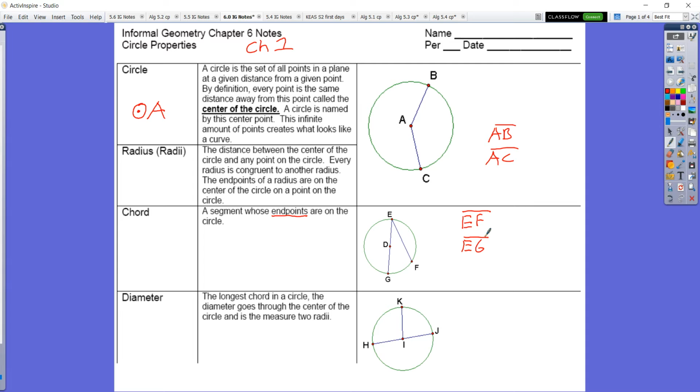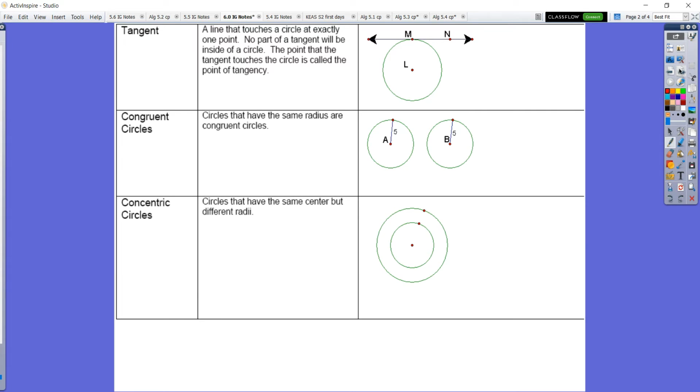That leads us to talking about diameter. Diameter is the longest chord of a circle, and it is a chord that goes through the center of the circle. My diameter for this circle right here would be HJ because it goes right through the center. So that chord would be our diameter. Just some circle basics today for starting Chapter 6.